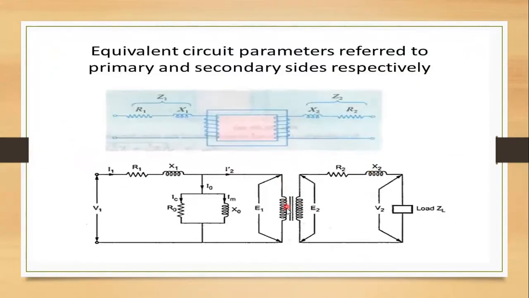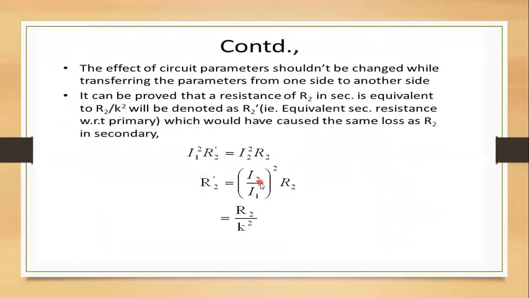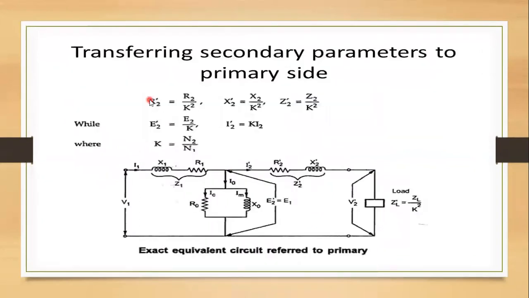So here this is the transformer primary, and this is called the transformer secondary. The load is also connected, converted into the primary side of the transformer. Then what are the changes in the parameters of the transformer? Like this, R2 dash is equal to R2 by K square. The secondary resistance is converted to the primary side. With respect to the primary side, transferring the secondary parameters means R2 dash is equal to R2 by K square.